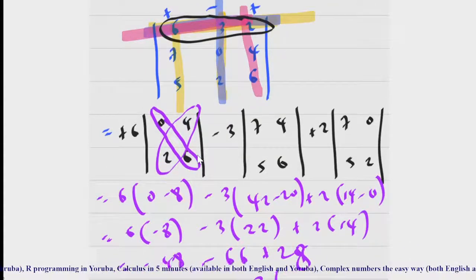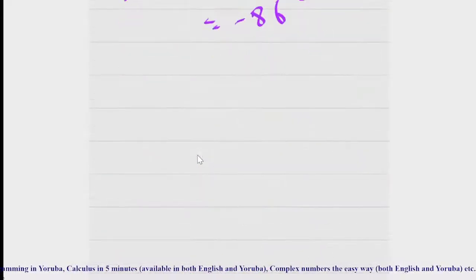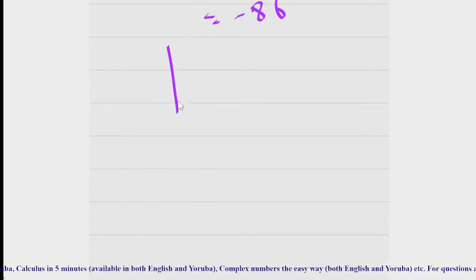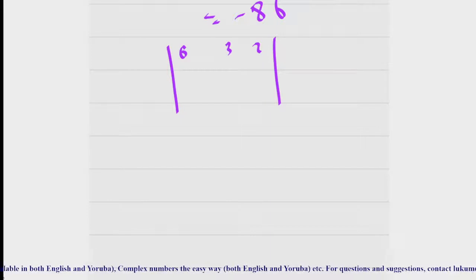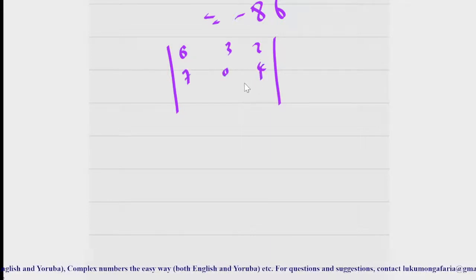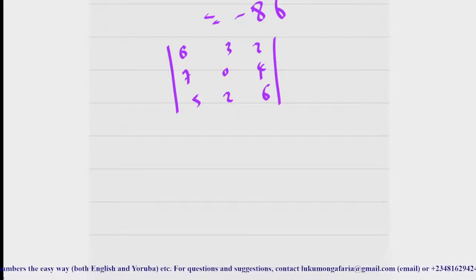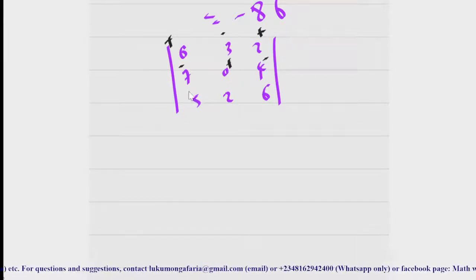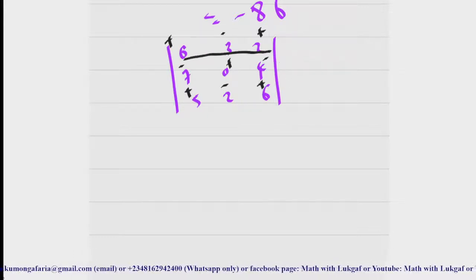So for example, now let us choose the second row and see what we are going to have. So we have 6 3 2 again, 7 0 4, 5 2 6. The first thing to do is to put your cofactor signs: plus minus plus, minus plus minus, plus minus plus.